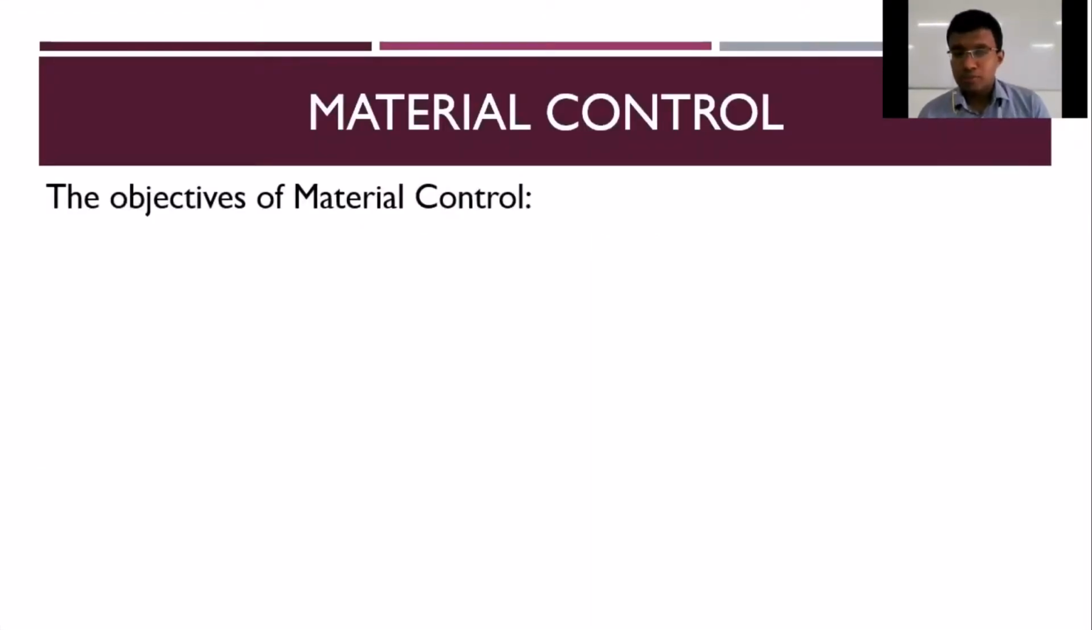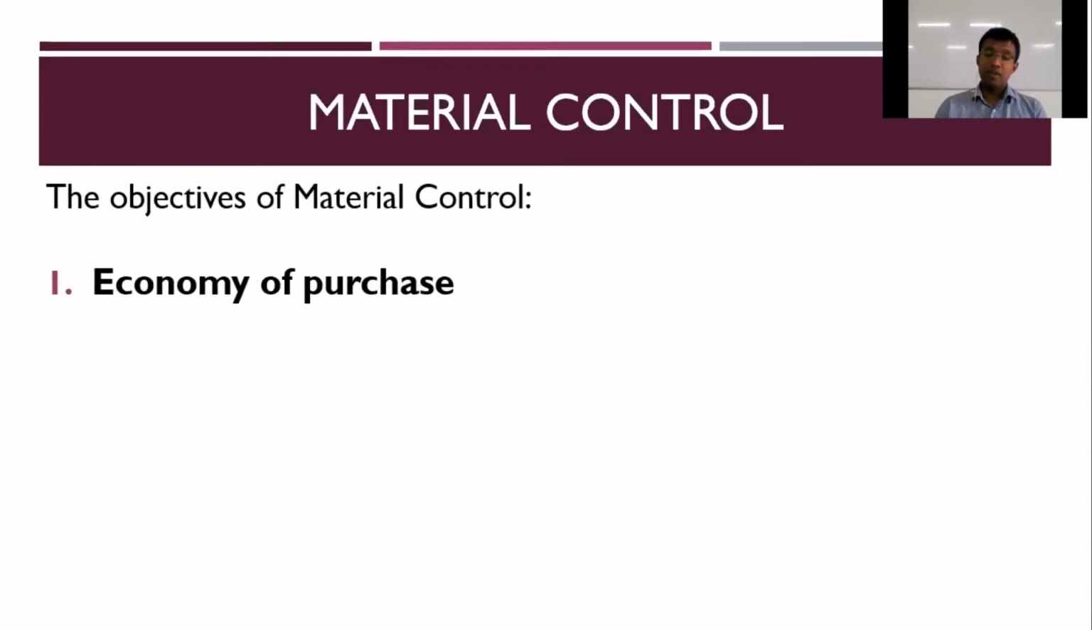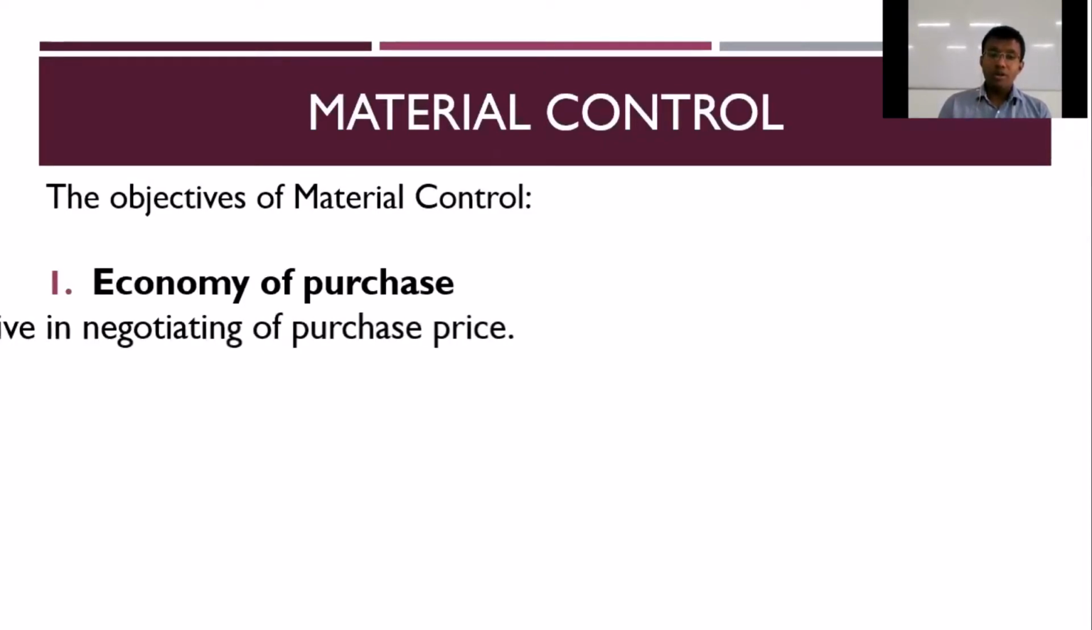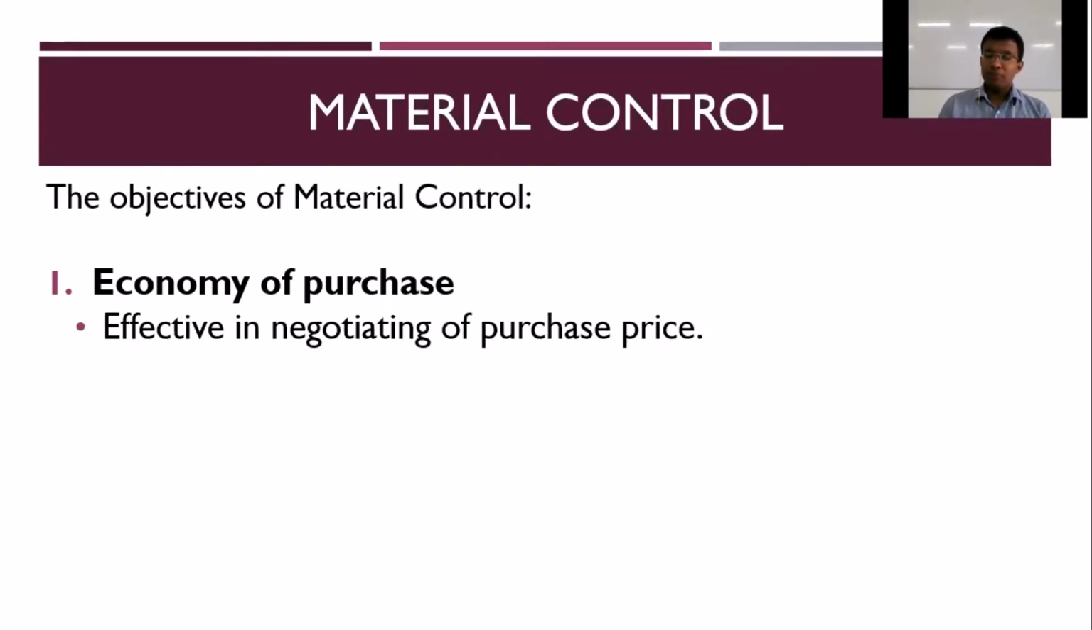Now we will talk about the objectives of material control. Why is material control essential? First reason as to why you need material control in place is because you have to ensure economy of purchase. Now, what is meant by economy of purchase?